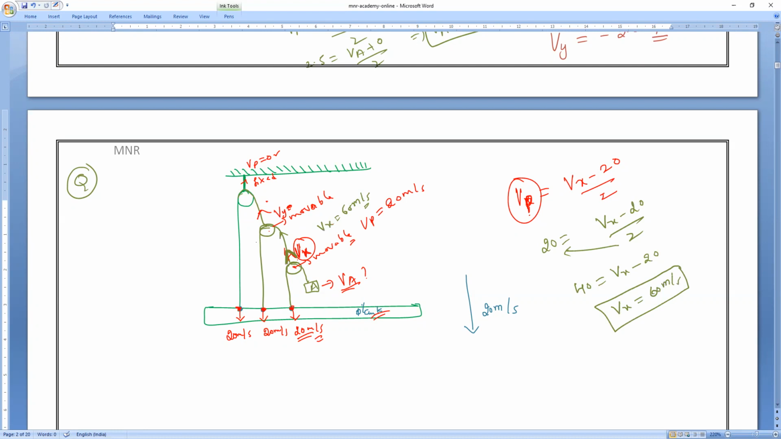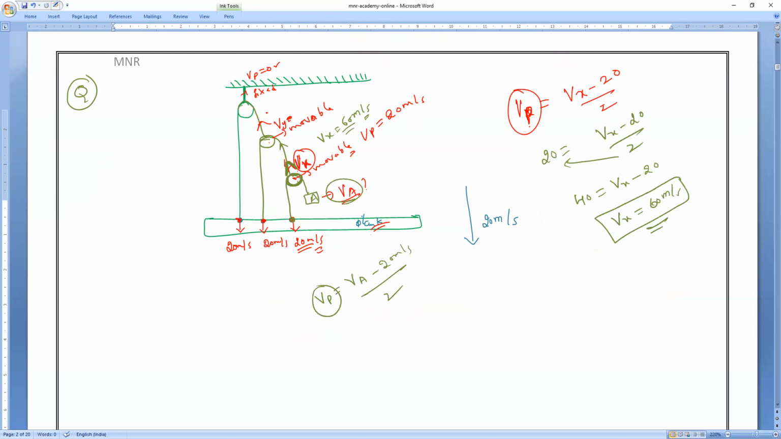Next, we want to find the velocity of A. That is the question. So for the velocity of A, check it, everybody. What is the pulley velocity here? We got it. The velocity Vx is the pulley velocity for this one. So the velocity of a pulley is equal to the velocity of A. Again, the other end is attached to the ground, which is minus 20 meters per second divided by 2. So what is the velocity of this pulley? We all know that, we just calculated it. How much is it? 60 meters per second.